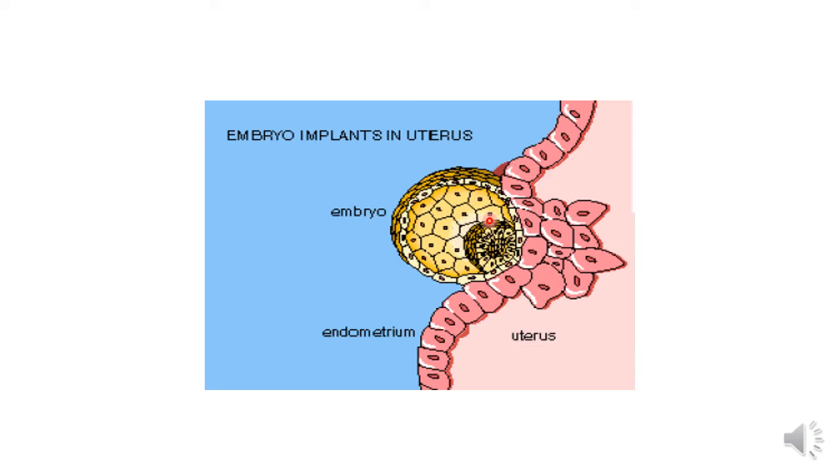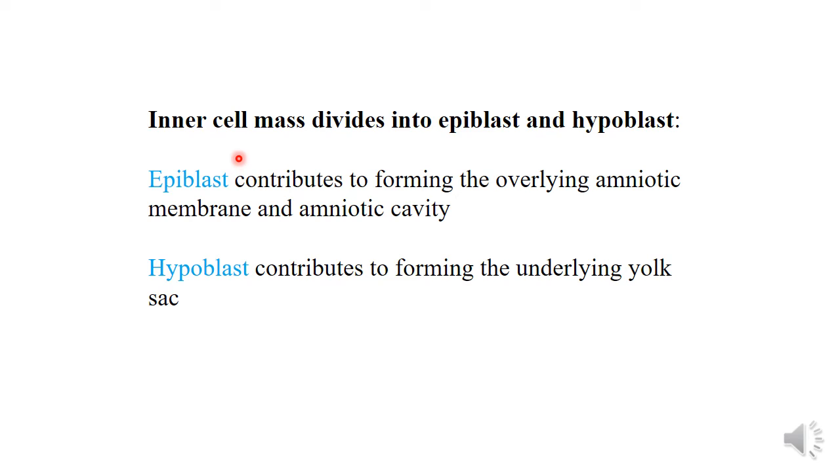Here, this figure shows the embryo implanted in the wall of the uterus. This is the endometrium. As I mentioned, the inner cell mass of the blastocyst divides into epiblast and hypoblast. The epiblast contributes to forming the overlying amniotic membrane and amniotic cavity. The hypoblast contributes to the formation of the underlying yolk sac.